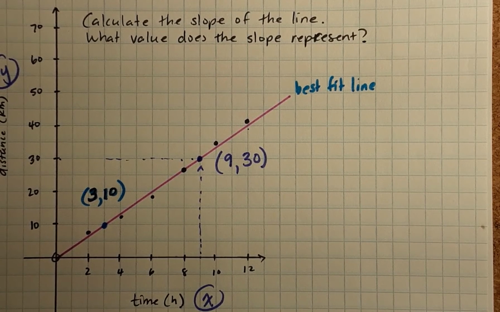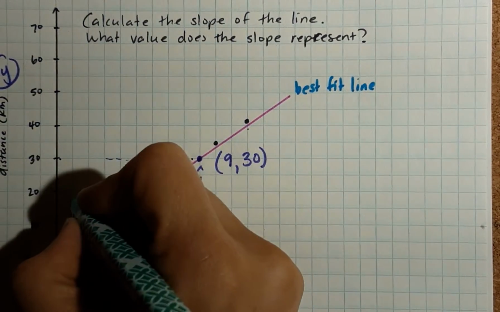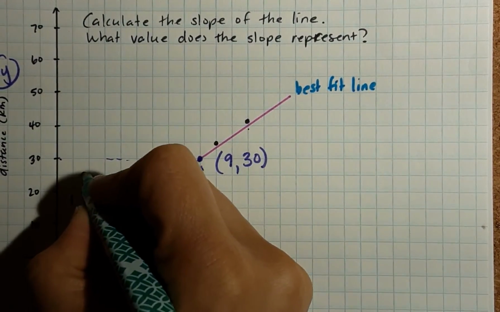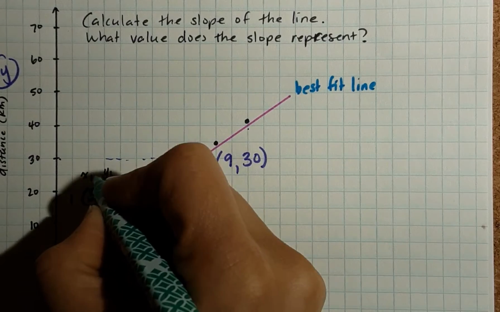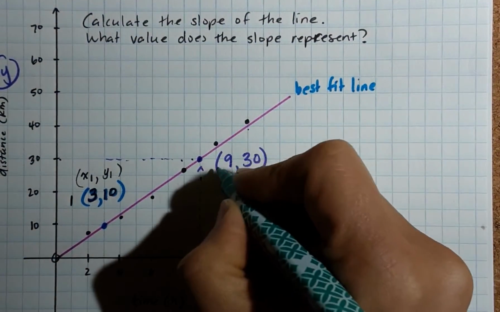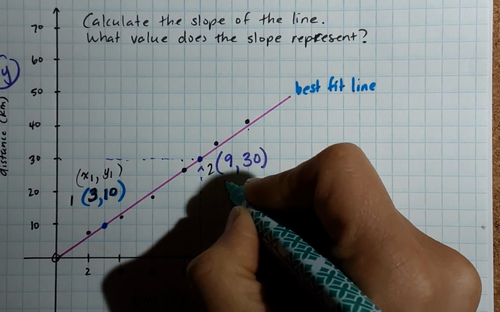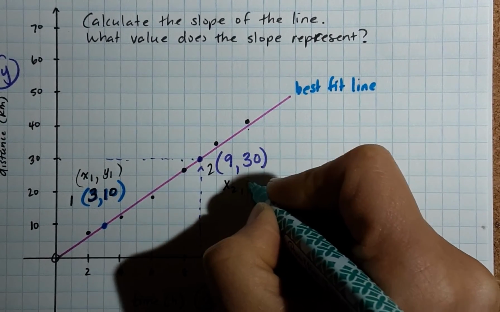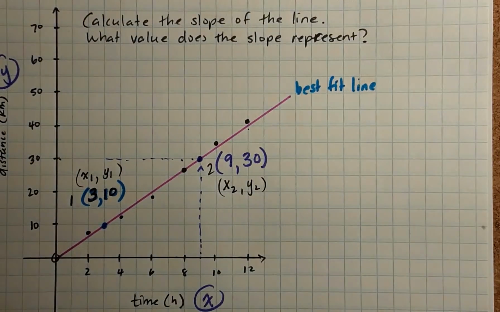So there's my 2 points. And because this might be your first time, what you might want to do is call this number 1. So this is X1, Y1. If you want to write that over top of your point, you can. This is point 2. So this would be X2 and Y2.